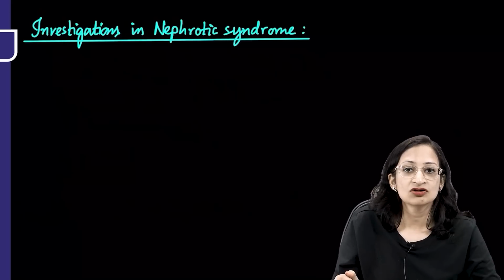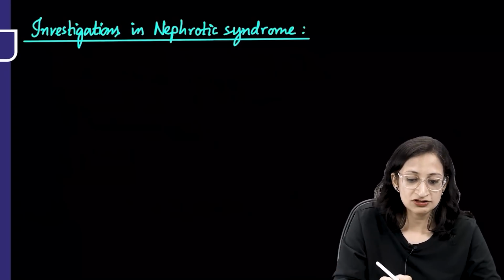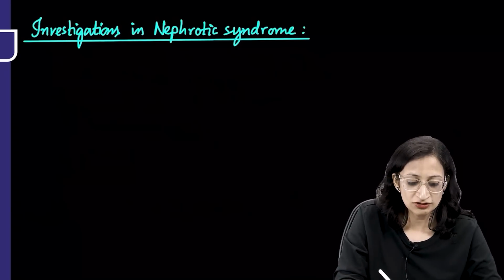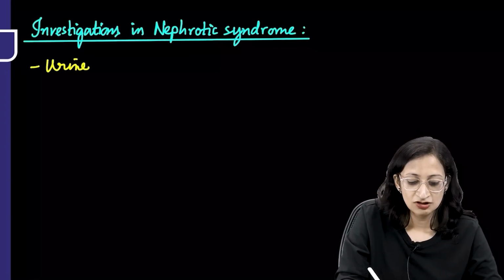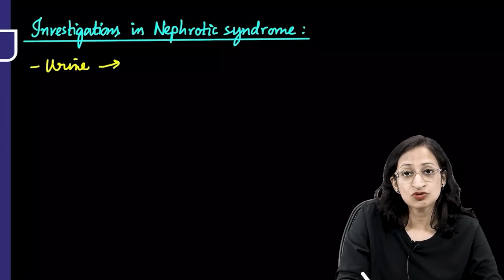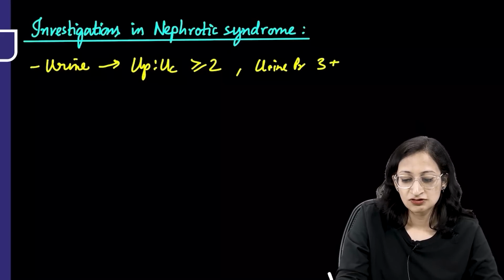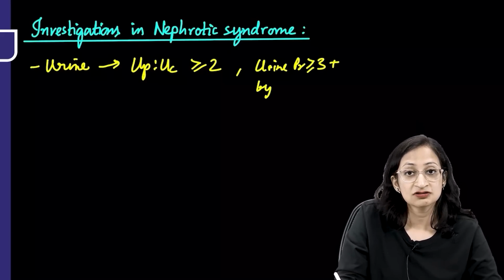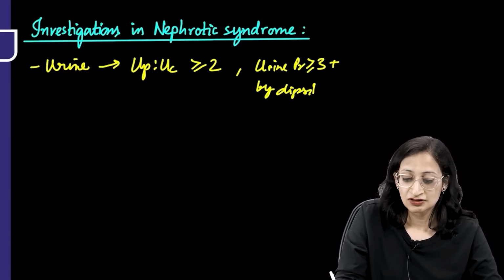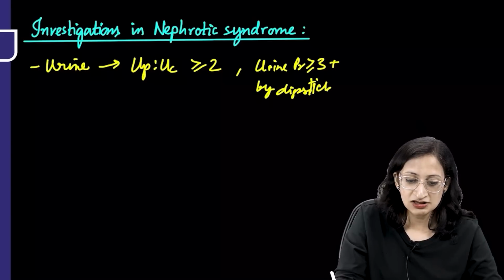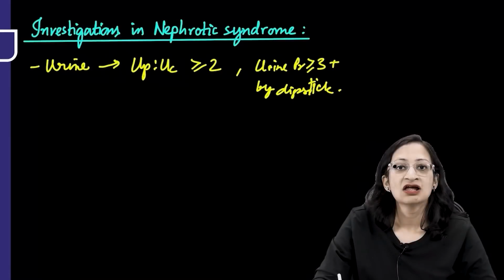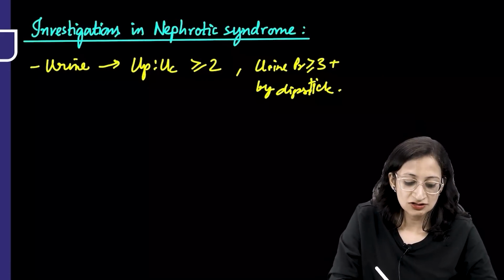Now investigations in a child with nephrotic syndrome. To begin with, we will do a urine. So urine will show a massive proteinuria. The UPUC will be greater than or equal to 2, or urine protein by dipstick 3+ or more by dipstick. And you can also get hyaline casts in the urine.